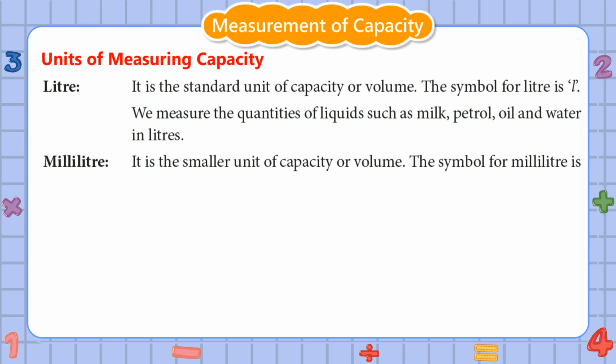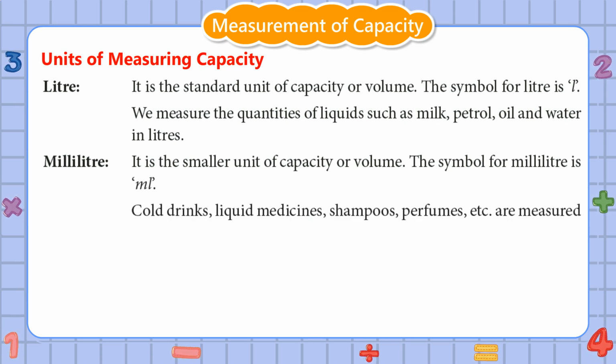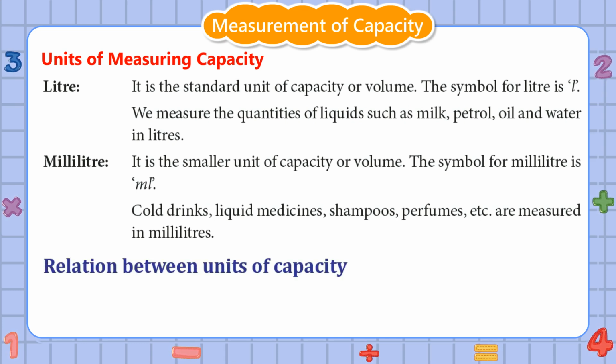Milliliter. It is the smaller unit of capacity or volume. The symbol for milliliter is ml. Cold drinks, liquid medicines, shampoos, perfumes, etc. are measured in milliliters. Relation between units of capacity. 1 liter is equal to 1000 milliliters.